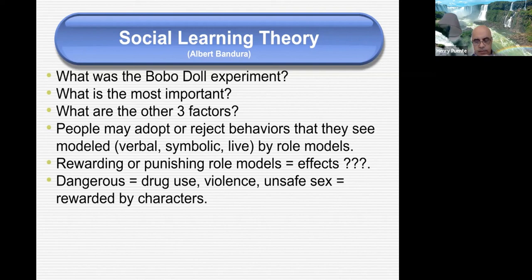Attention. The three other factors that were important were, number one, retention, in other words, remembering what the adult was doing. Number two, reproduction. Could the kids reproduce what the adults were doing? If they could reproduce the behavior, they're more likely to imitate it. And the last factor was motivation. In other words, there needed to be a good reason for them to do it.